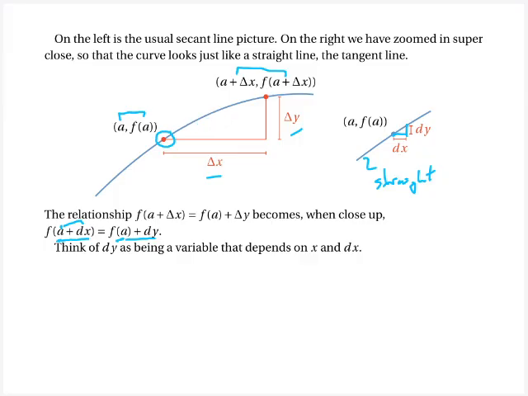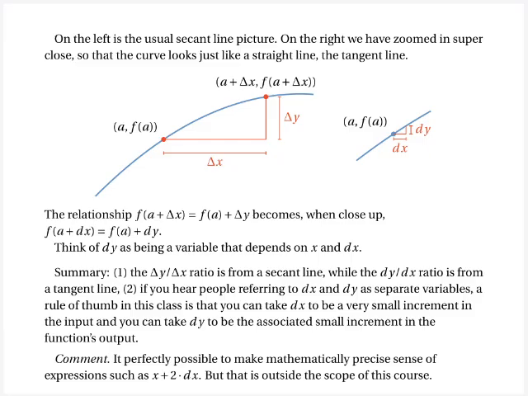And if you think that's a little on the vague side, yes it is. That's as precise as I'm going to get with differentials. Okay? Okay, very good. So the summary here is that the delta y over delta x ratio is from a secant line, while the dy over dx ratio is from the tangent line.